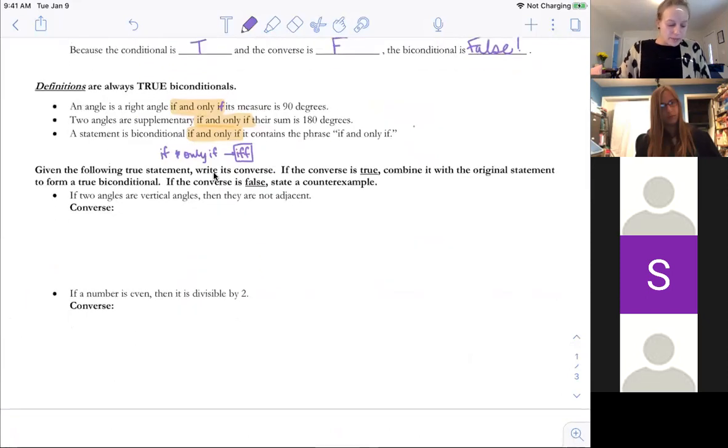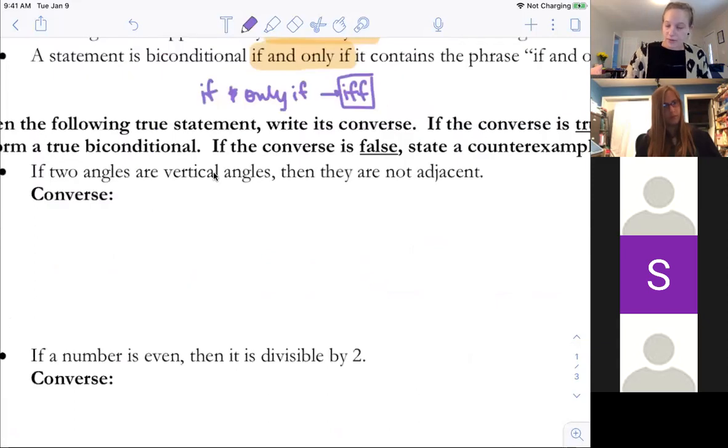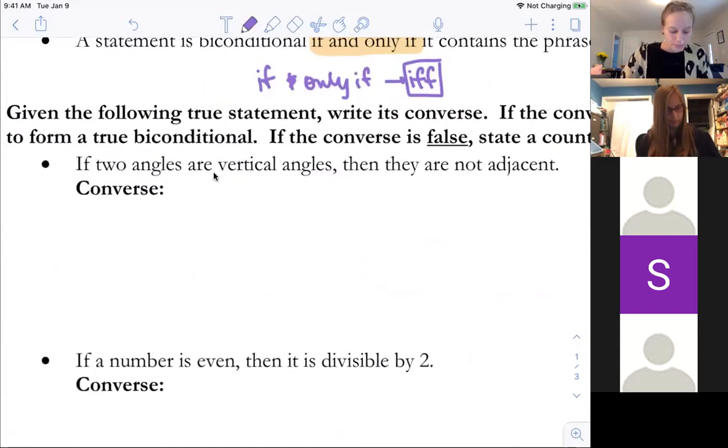All right, we got 2 examples. It says, given the following true statement, write its converse. If the converse is true, combine it with the original statement to form a true biconditional. If it is false, then state a counterexample. So we're going to do the first one together, and then I'll have you try the second one on your own. This one says, if 2 angles are vertical, then they are not adjacent. They already told me that that's true, but I also know that that's true because vertical angles, by definition, are not adjacent. So we're going to write the converse. Can someone help me with the converse? You guys have gotten really good at it.